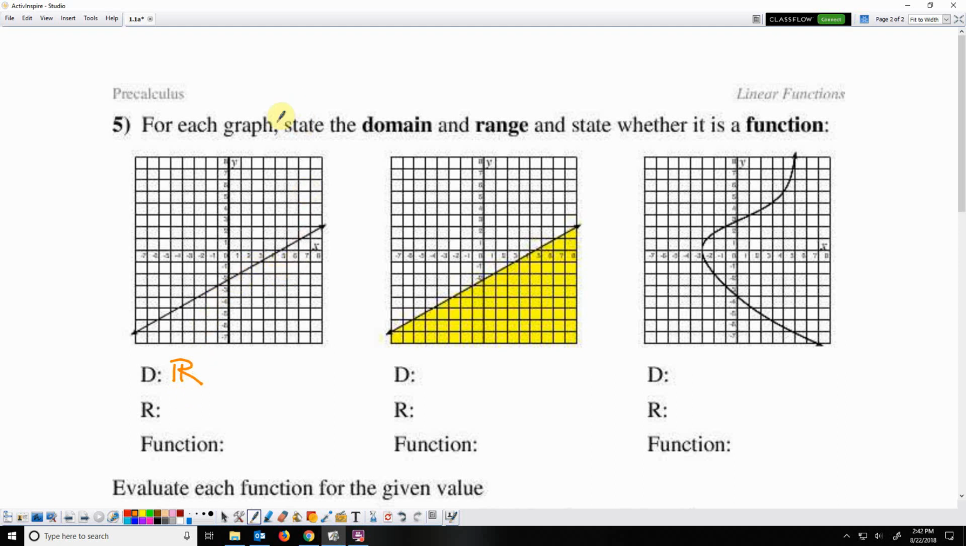When you think of it as up and down, it's also going to touch all real numbers vertically. So the y values will be all real numbers also. So the domain and range are both all real numbers. There is no place on here where I can draw a vertical line that's going to touch 2 different points on the graph. So yes, this is a function.